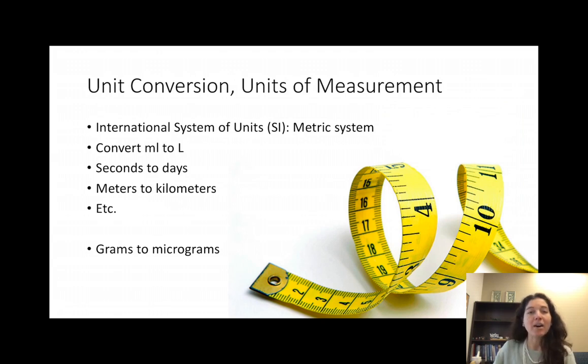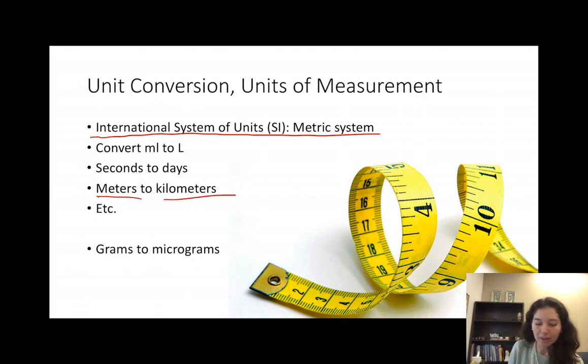Okay, so let's talk about units first off. We use a lot of units in chemistry. One of the things you're going to hear me talk a lot about is our SI units, or International System of Units. This is the metric system. We use this a lot in chemistry. You've probably seen it in labs already. We measure things in milliliters, liters, grams, that sort of stuff. Things like meters, kilometers. Other types of units of measurements, these aren't SI, but like seconds and days. Time is a unit of measurement, these sort of things. Grams, micrograms, units of measurements.